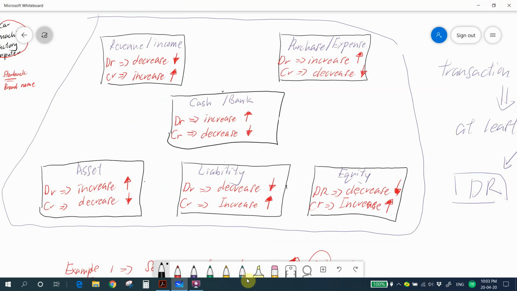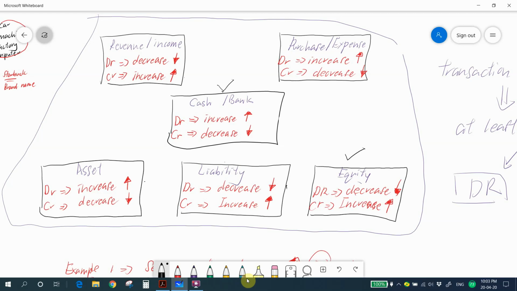So for capital, capital is recorded under equity. Why? Because capital is the money that belongs to the owner. This is the amount invested by the owner. So equity, capital refers to the equity account. And the next account that is involved is cash.